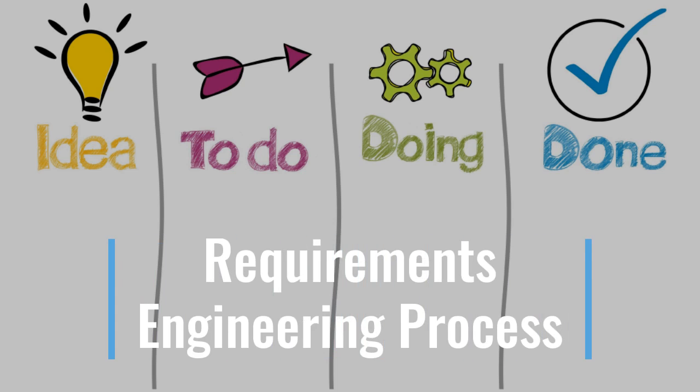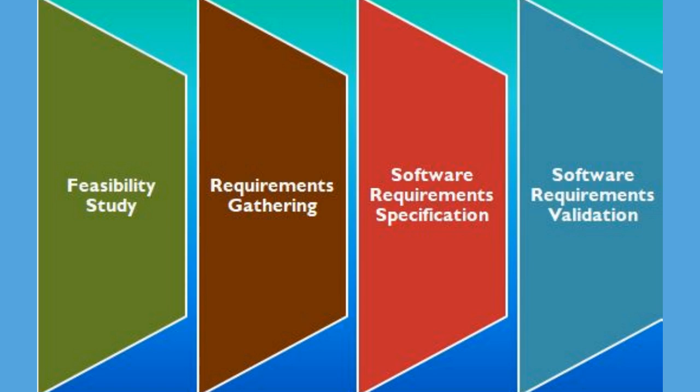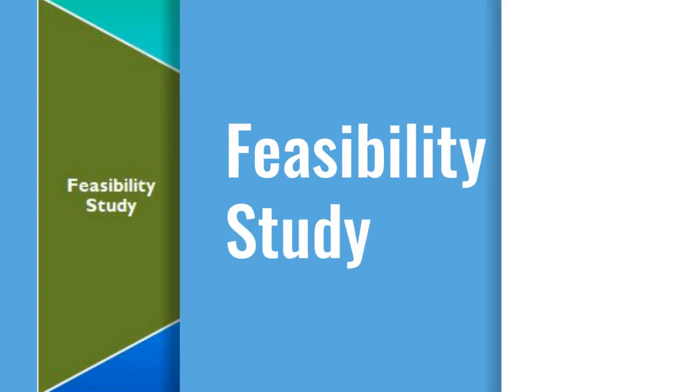Now we'll see the process of requirements engineering. It is a four-step process which includes feasibility study, requirements gathering, software requirements specification and software requirements validation. Now let us see each of these processes in detail.